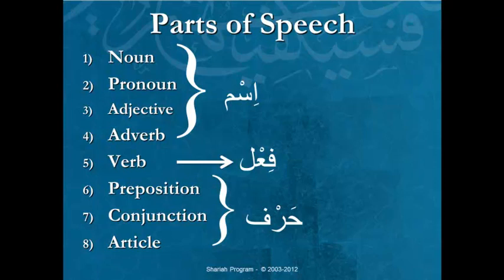We're going to give you examples in 3-4 more slides from now when we subclassify the ism. And then at the bottom, when we get the subcategories, at that point we'll start giving examples of the ism, the fi'l, and the harf. Okay, so let's press forward.